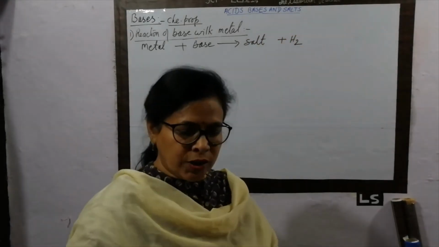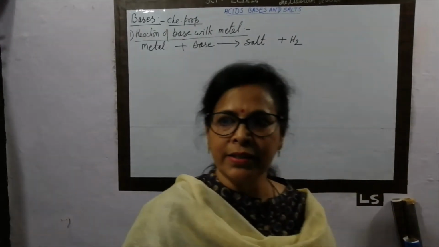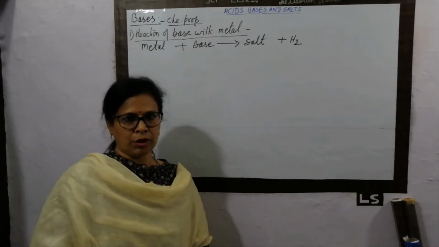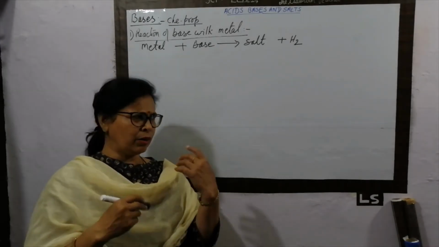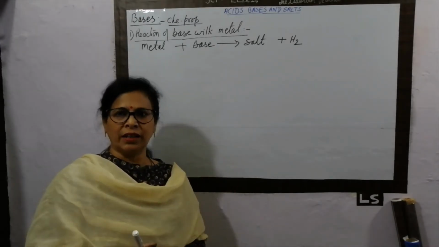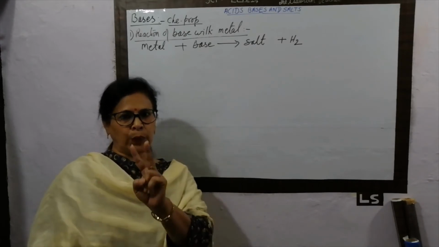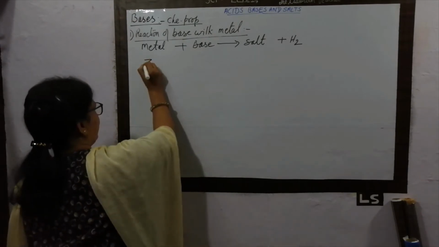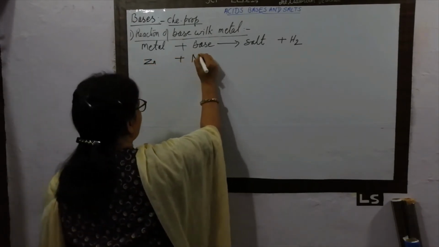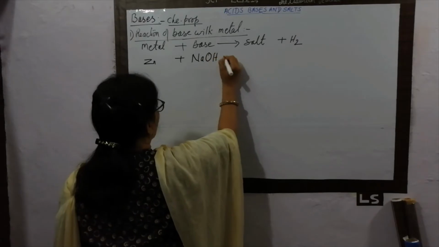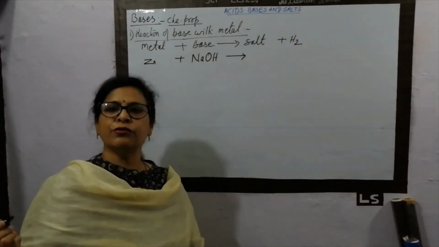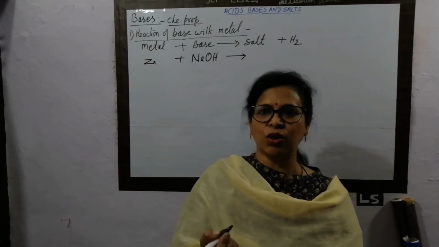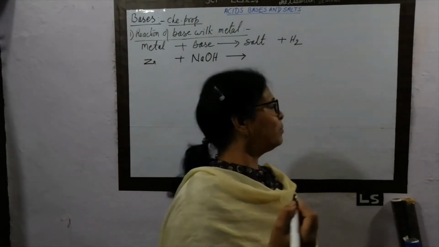Here this equation is very much important. Why is this equation important? Because the salt which is formed is not a normal salt. It is something different as compared to the acid. So you must remember two equations in this sequence. First, metal is zinc. When zinc combines with base sodium hydroxide, the salt which is formed is called sodium zincate.